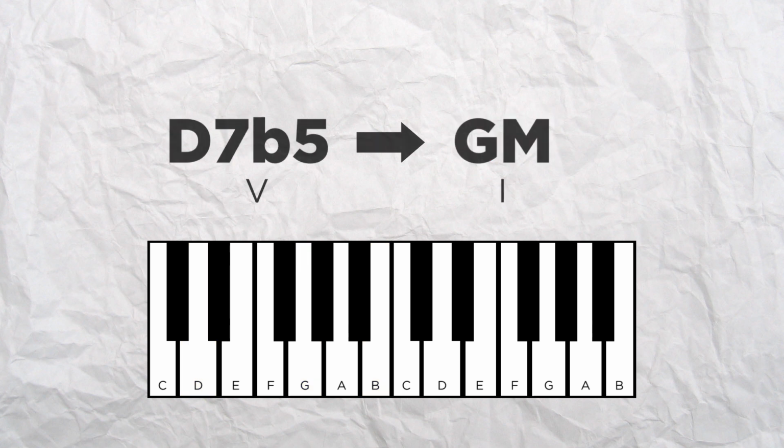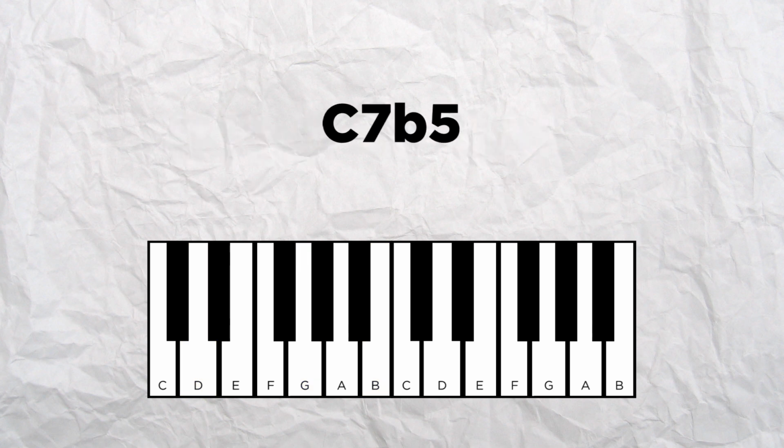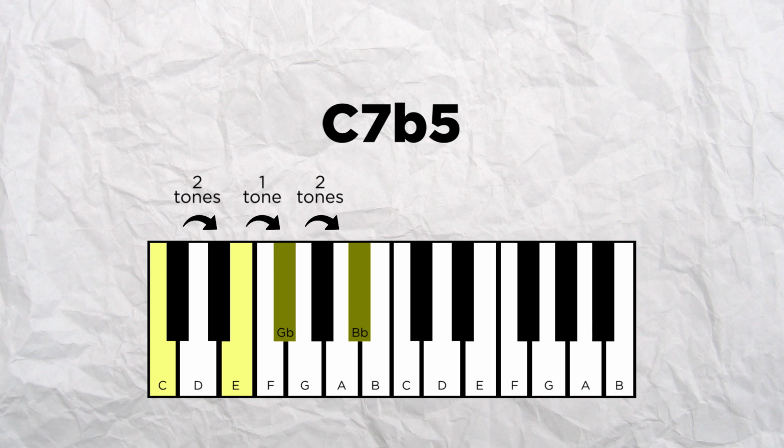Now let's take a closer look at this 7 flat 5 chord, as it's getting interesting. Look at the interval separating each note. I will add the root note an octave above so we'll see better what's happening. You see the repeating pattern, 2 tones, 1 tone, 2 tones, 1 tone?